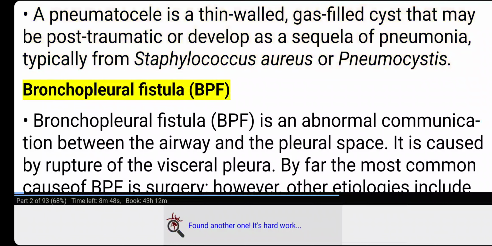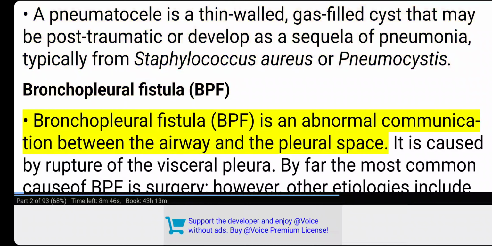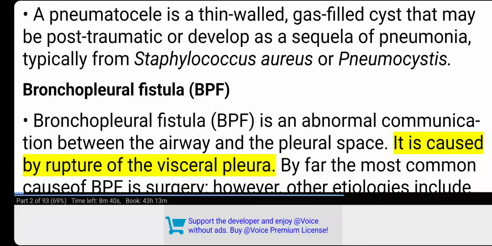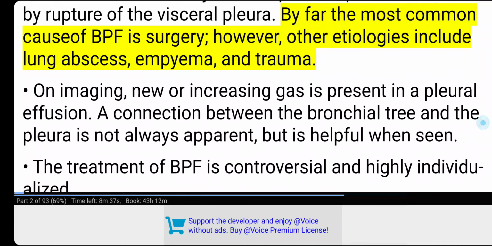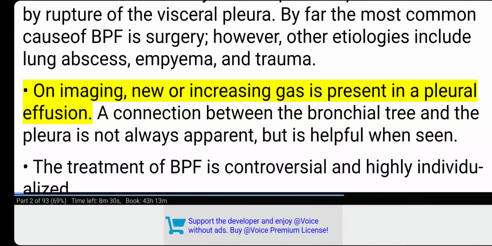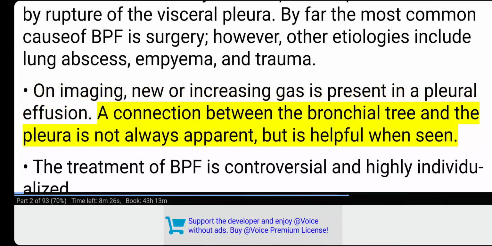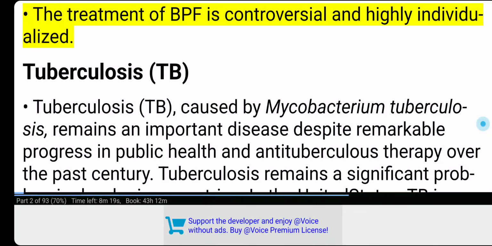Bronchopleural fistula (BPF). Bronchopleural fistula (BPF) is an abnormal communication between the airway and the pleural space. It is caused by rupture of the visceral pleura. By far the most common cause of BPF is surgery. However, other etiologies include lung abscess, empyema, and trauma. On imaging, new or increasing gas is present in a pleural effusion. A connection between the bronchial tree and the pleura is not always apparent, but is helpful when seen. The treatment of BPF is controversial and highly individualized.